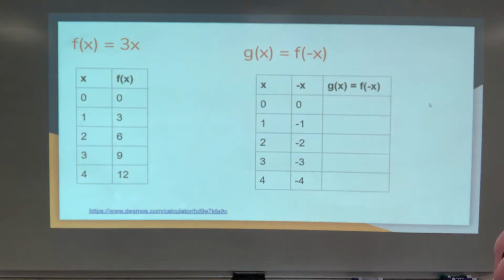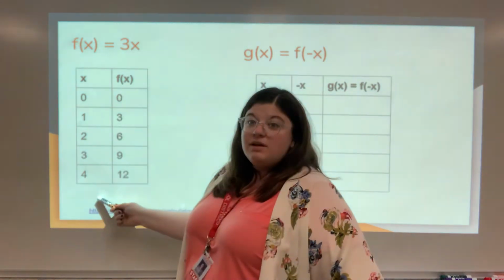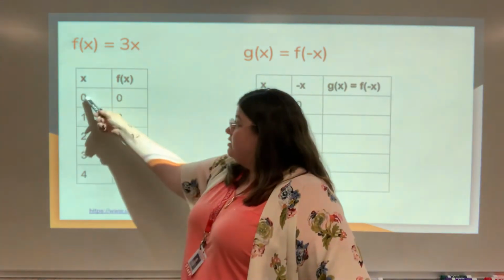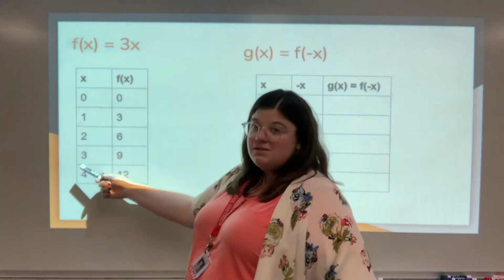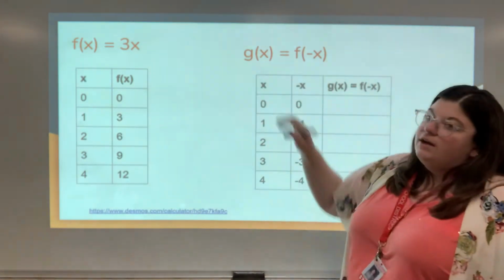So again, this is the original problem that I had from yesterday, f of x equals 3x. We got that table of values. You input any number into that function, and I just multiply it by 3, all right? So 0 times 3 is 0. 1 times 3 is 3. 2 times 3 is 6. You get the idea. Now I'm writing another transformation rule.